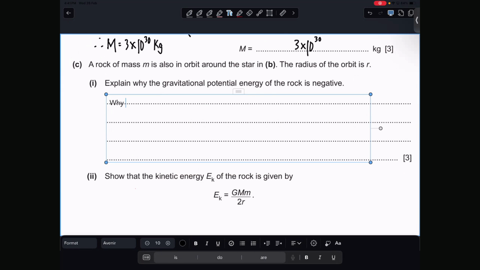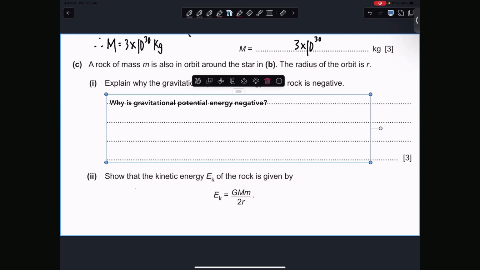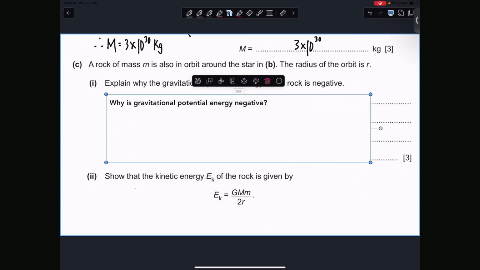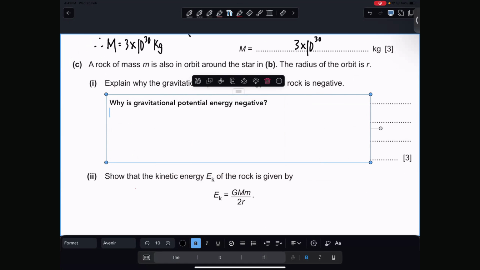Right. So question: why is gravitational potential energy negative? I'm writing points in it so that you know how to write it, but in the exam it is a full paragraph. Okay, so the first point is that the potential is considered to be 0 at infinity.